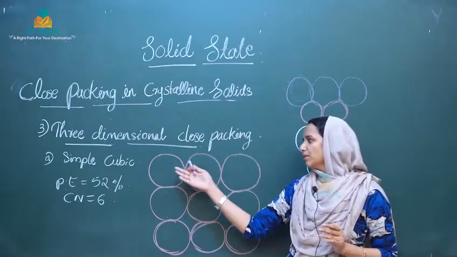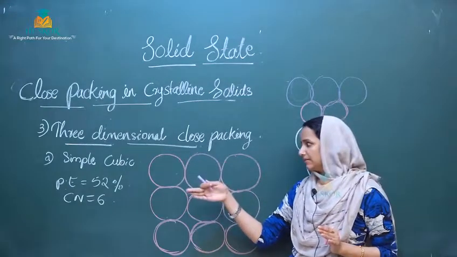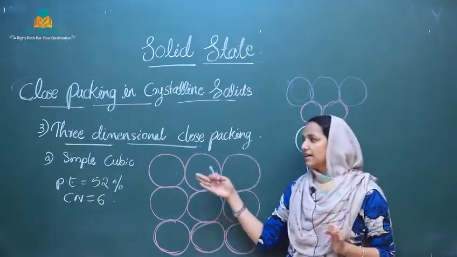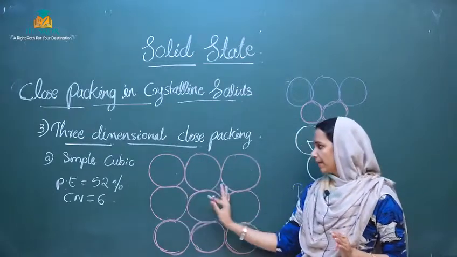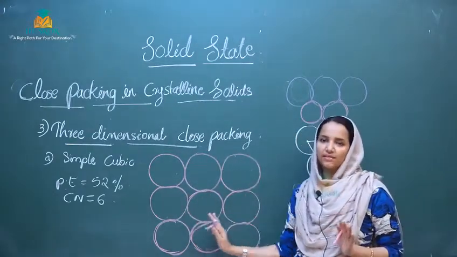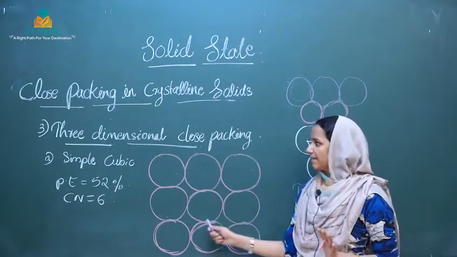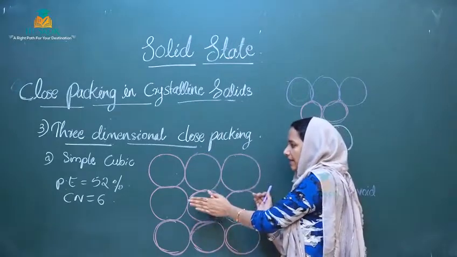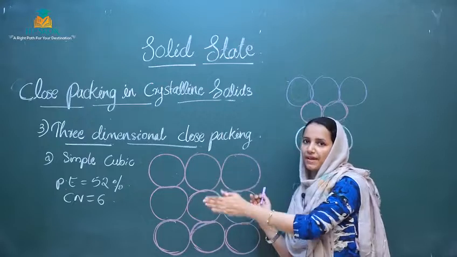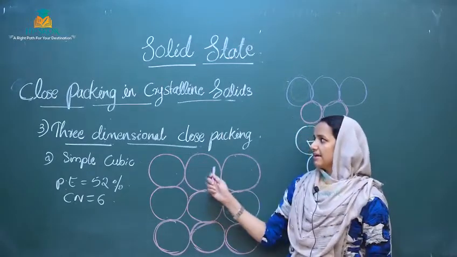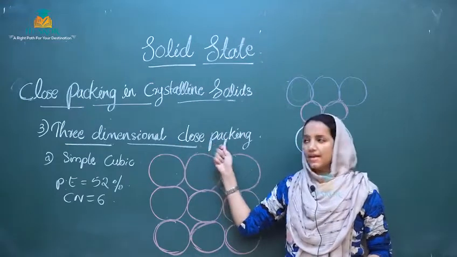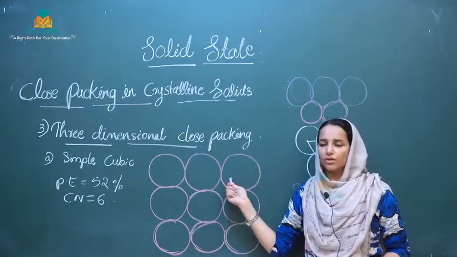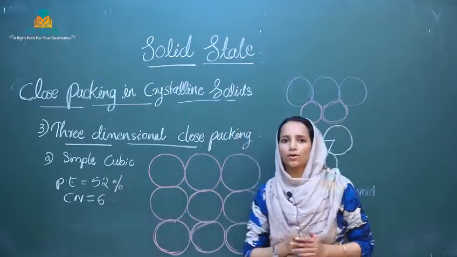So, next, what about the next row? This is the second layer. What about the second layer? The second layer is also just above the first layer. Okay. All the spheres are just above the first layer. So here the second layer will be like this. The same type of layers are forming in this type of close packing. This is the first type in 3-dimensional close packing. Such a type of close packing is called simple cubic close packing.